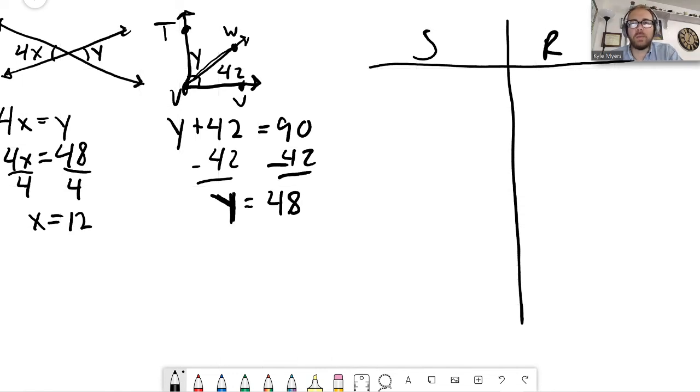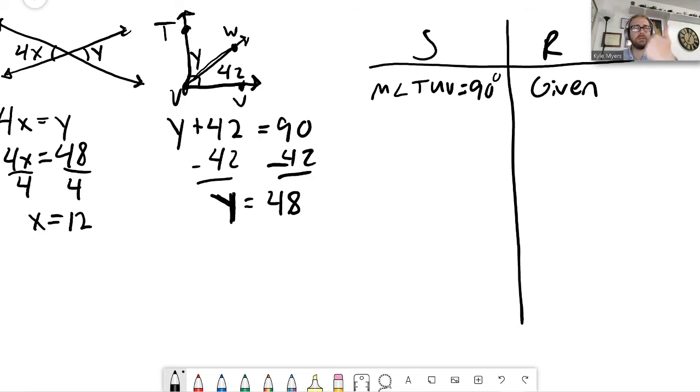So we want to say that TUV is 90. You always want to say what you're given first and then kind of just go from there. So measure of angle TUV equals 90 degrees. Reason: given. Okay. And there's only 5 kinds of reasons, by the way.